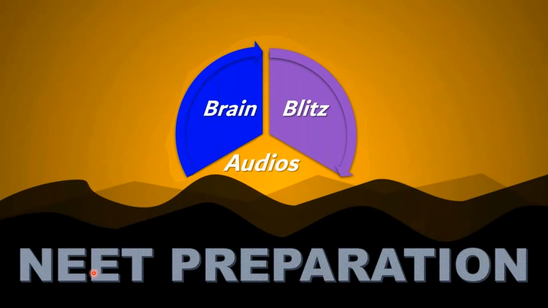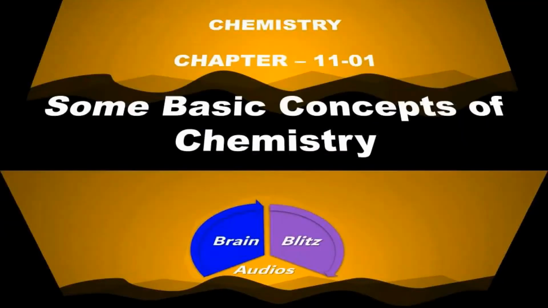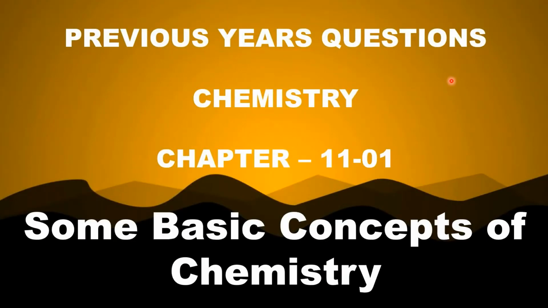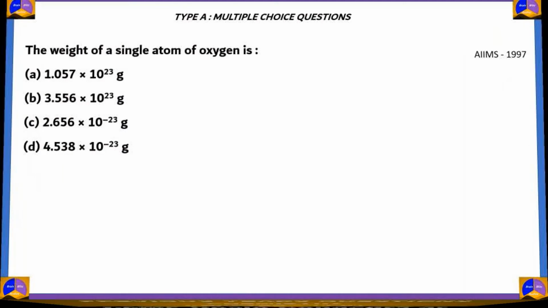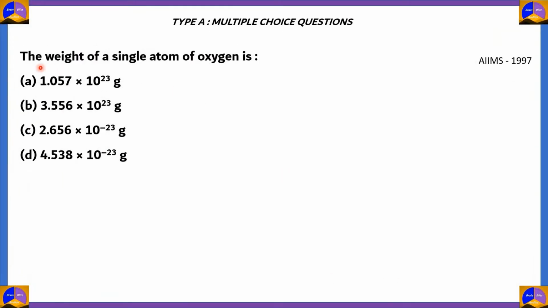In this episode of NEET preparation, we'll be looking at previous year questions of medical entrance examinations in India. We'll be looking at the chemistry syllabus of grade 11 CBSE. The first chapter of this syllabus is Some Basic Concepts of Chemistry, and that's the chapter that we'll be dealing with. Let's look at our first question. The weight of a single atom of oxygen is. We have four options and we need to find out which of these is the right option.